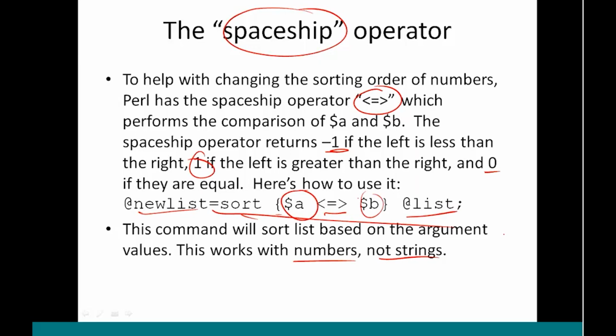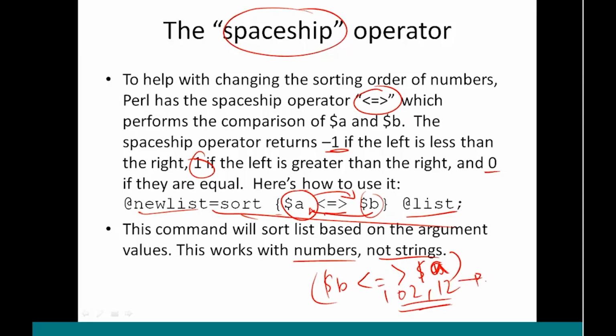In order to reverse, or sort from the highest to the lowest, all we have to do is invert this. We also saw this in the previous lecture. Basically $b, and then you use the spaceship operator, $a. If this is the condition, then the new sorted list will be from the biggest one to the lowest one. In other words, 102 followed by 12, which is not the string order, but essentially the numerical value order. So just keep that in mind.